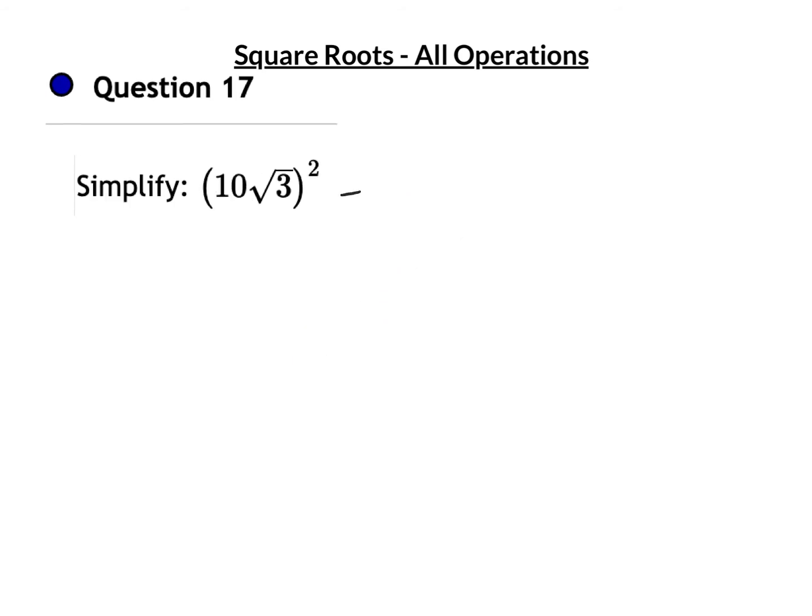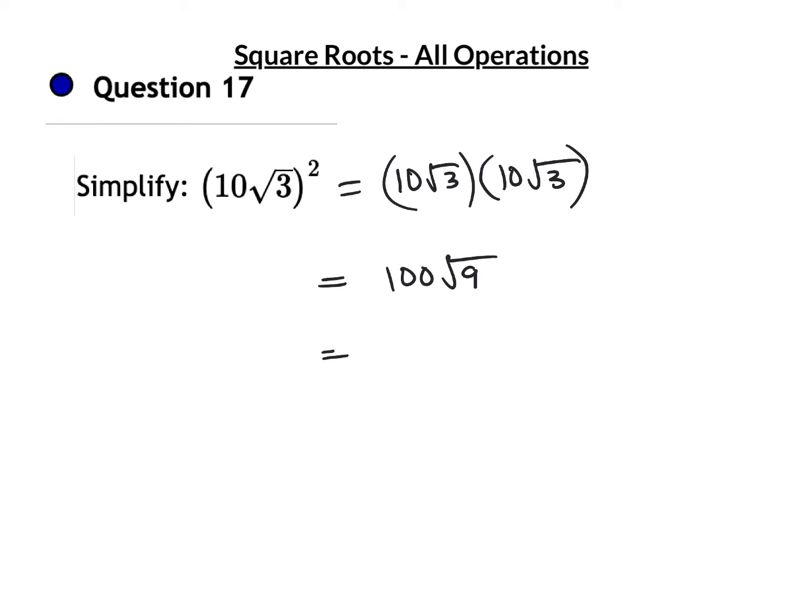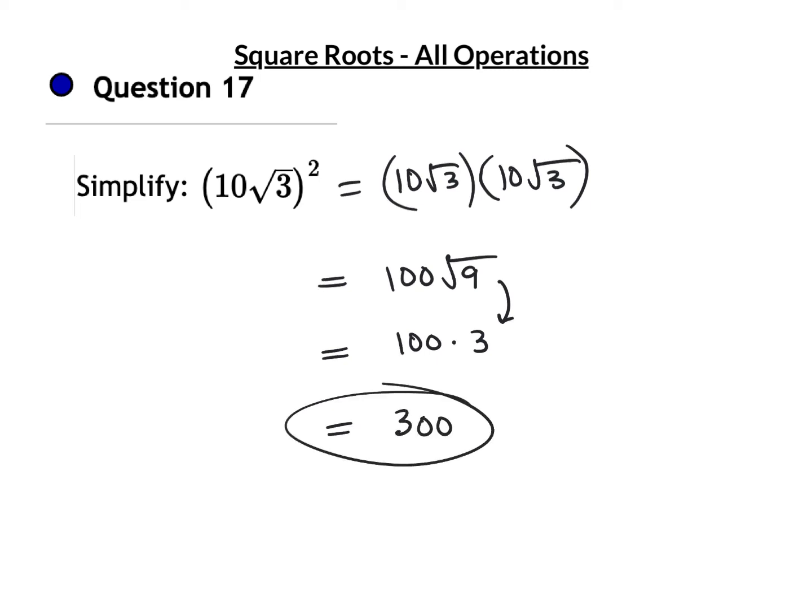Question 17. 10 root 3 squared is 10 root 3 times 10 root 3, which is 100 root 9. The square root of 9 is 3. This is 100 times 3. Notice the root is gone. The square root of 9 is equal to 3. 3 times 100 is 300. The answer is 300.